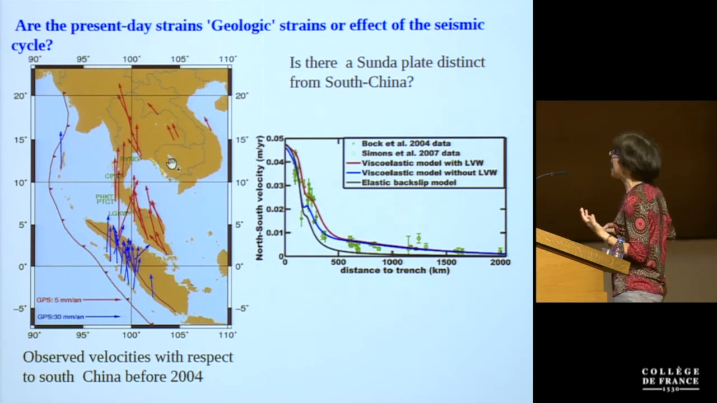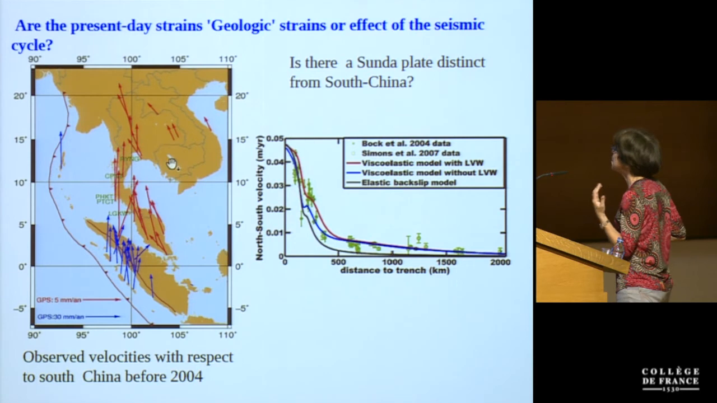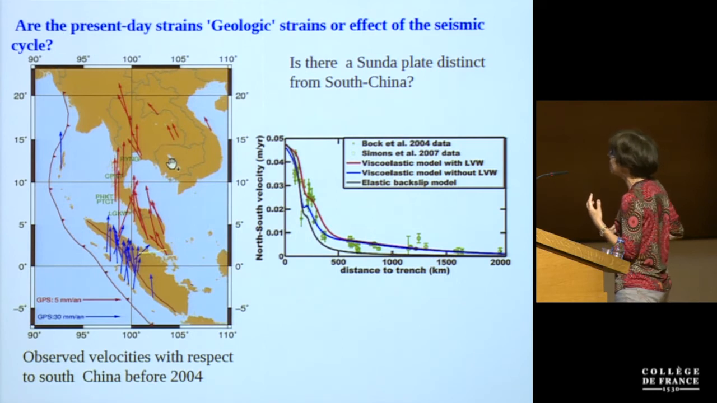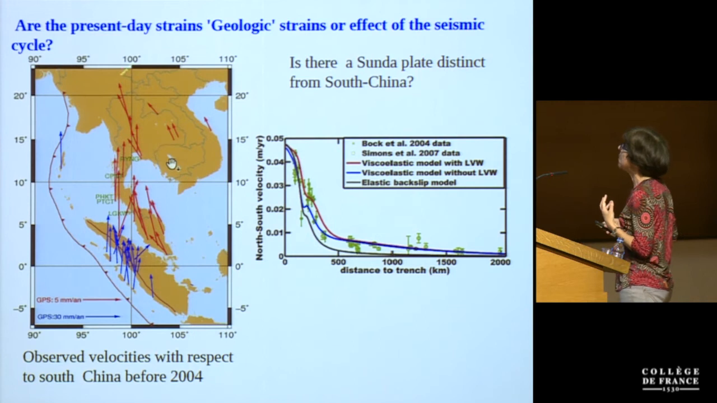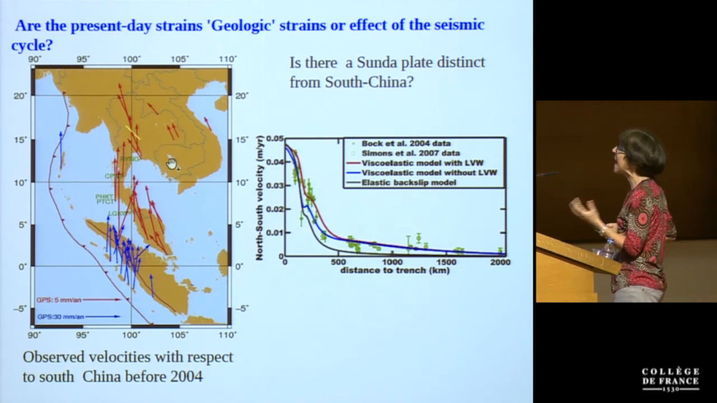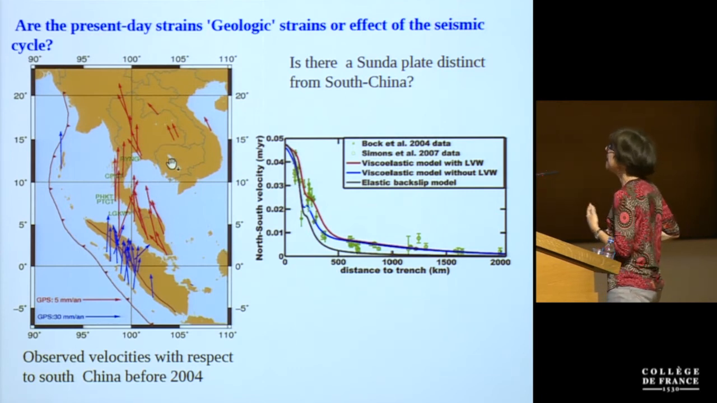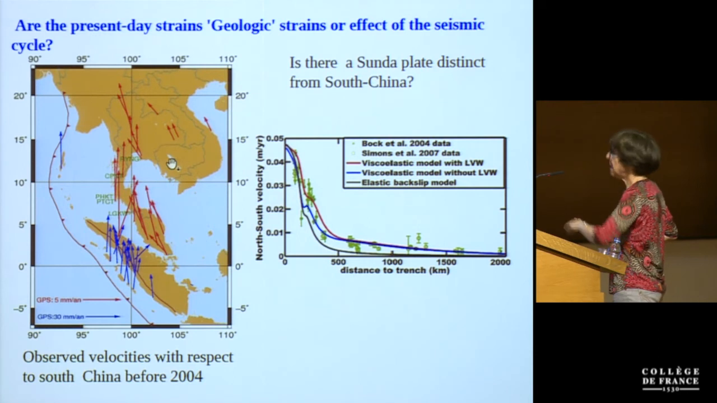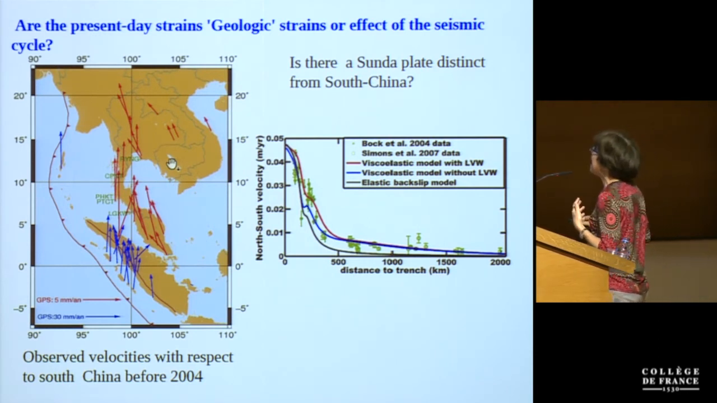Okay, this is again the Sunda area. And if we apply this model, which is perhaps a somewhat oversimplified model, but if one uses the type of Burgers viscosity with 3 × 10⁻⁸ Pascal second in the asthenosphere, and if one computes the velocities in the far field, one gets here the red or the blue curve, while the backslip elastic model would give the black curve here. And so our claim here is that all those velocities of the Sunda, in quotes, plate with respect to South China might very well be just an effect of the interseismic signal.